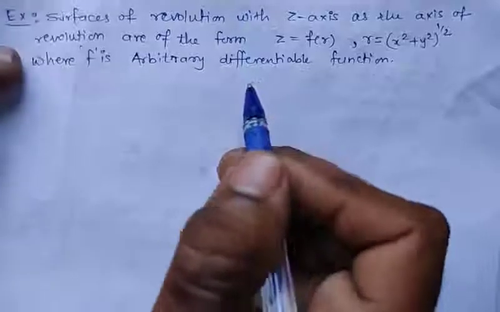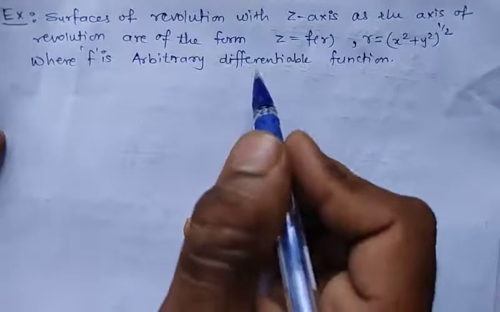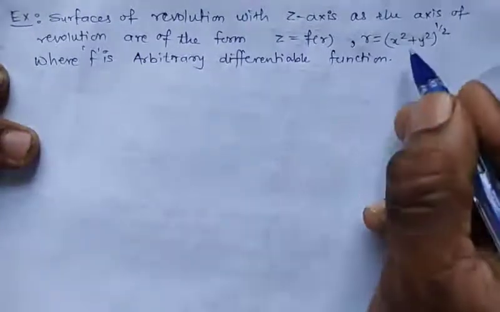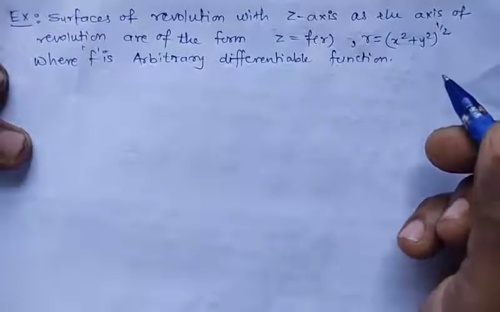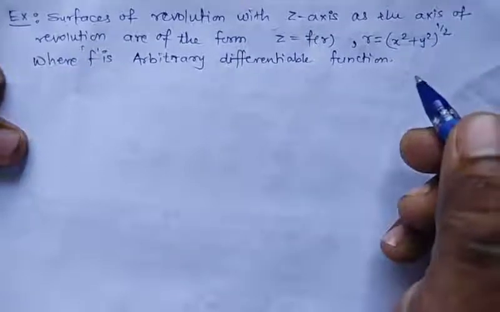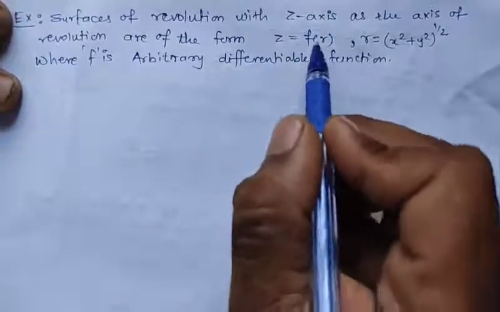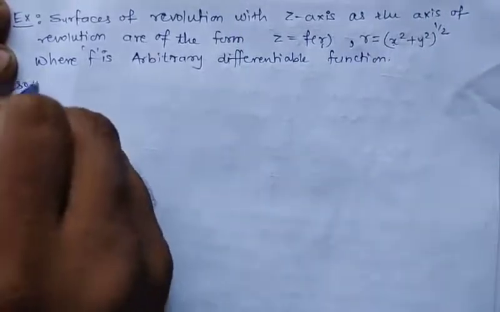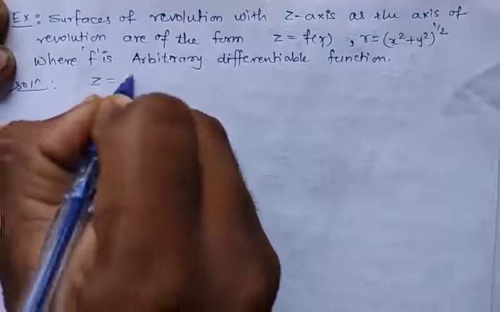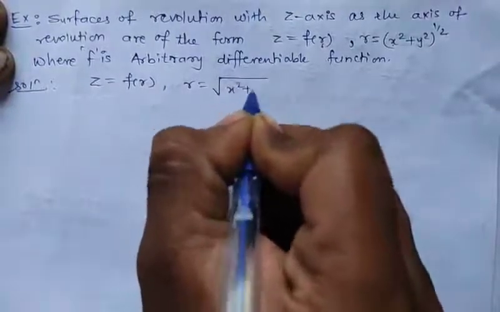Now let's see one more example. Surfaces of revolution with the z axis as the axis of revolution are of the form z is equal to f of r, where r is (x square plus y square) raised to half, and f is an arbitrary differentiable function. Now let's form the differential equation of this revolution. Here z is a function of r and r is a function of x and y. So see the solution. Here z is f of r and r is the square root of x square plus y square.